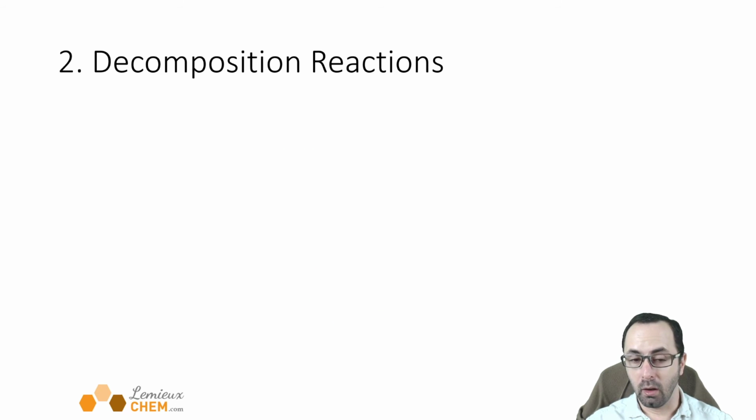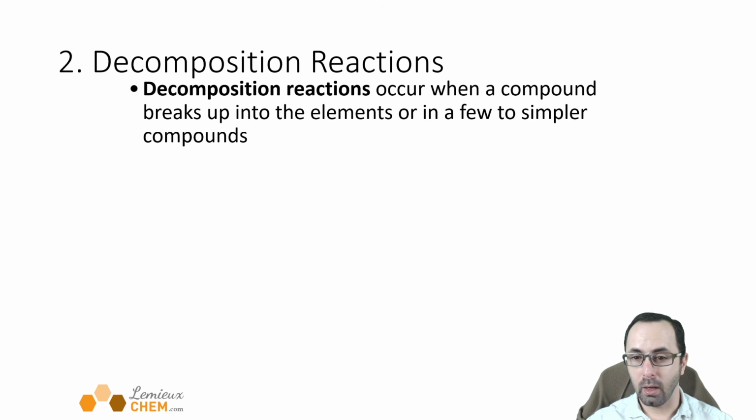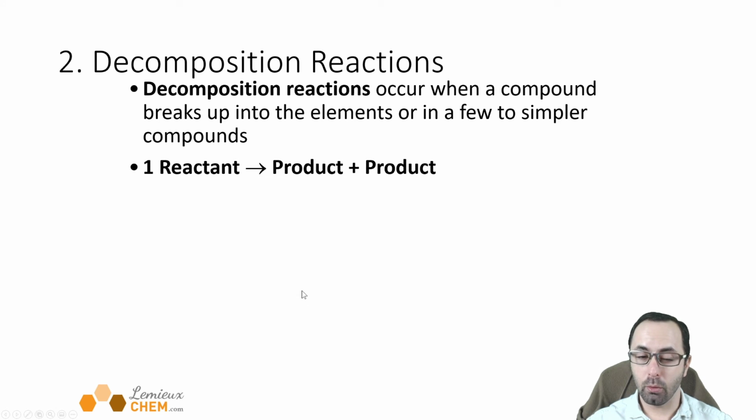And the second type of reaction we'll talk about is decomposition reactions. So these occur when a compound breaks up into elements or basically simpler compounds. So the way you'll recognize it is there will be one reactant, but it will make 2 or more products. So in general, you have a compound here that contains both A and B type atoms, and then it separates into the elements A and B.